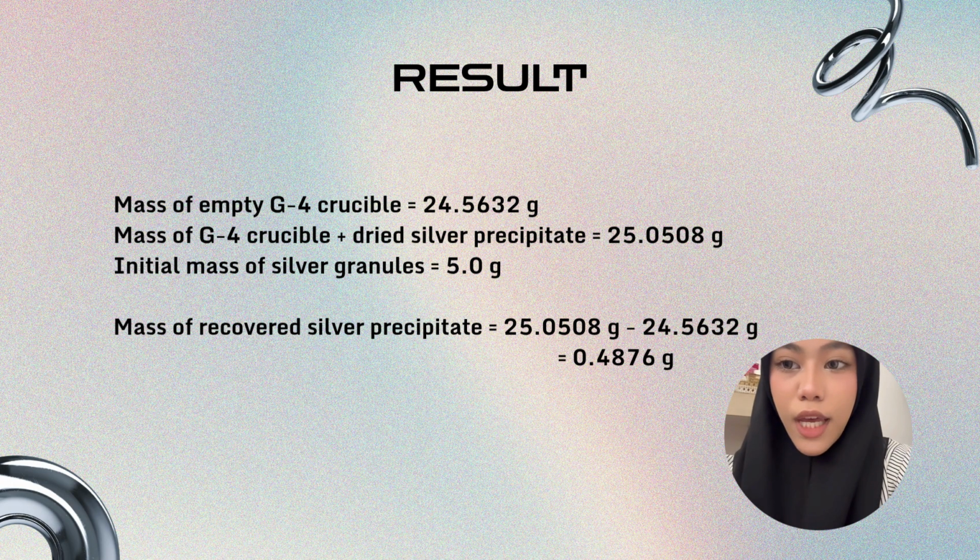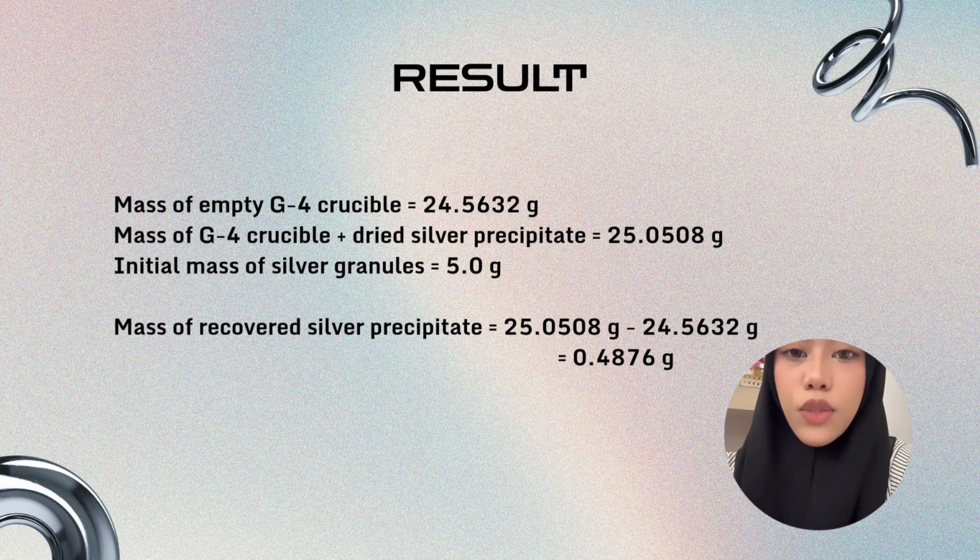As for the results, we have the mass of the G4 crucible, the mass of the dried silver precipitate, and also the mass of silver granules. For the mass of the empty G4 crucible, as you can see, it is 24.5632 grams, and the mass of the G4 crucible plus the dried silver precipitate is 25.0508 grams, and lastly, the initial mass of silver granules is 5 grams. So we can conclude that the mass of recovered silver precipitate is 0.4876 gram.